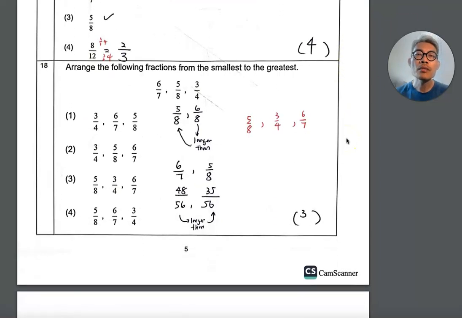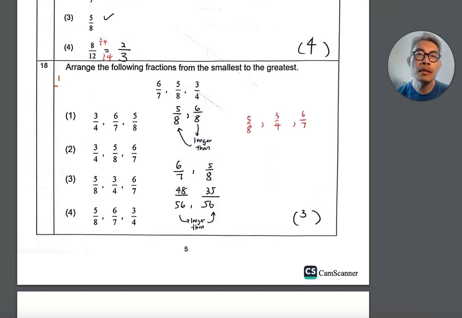Question 18. Arrange the following fractions from the smallest to the greatest. Now, you may have a more efficient or elegant way of doing it. This is how I would do it. First and foremost, I will try to compare and see if the teacher is so nice to give me fractions where I have all the numerators the same.